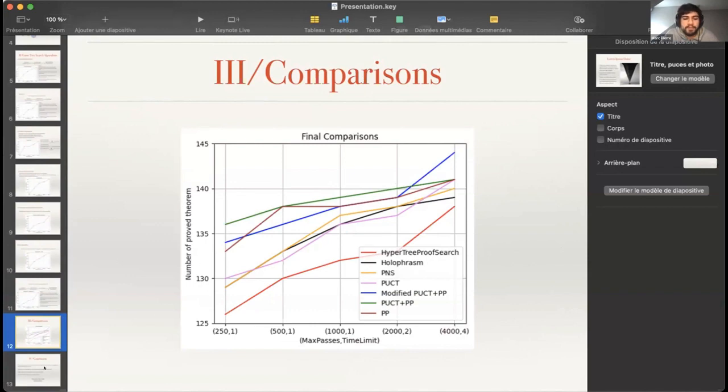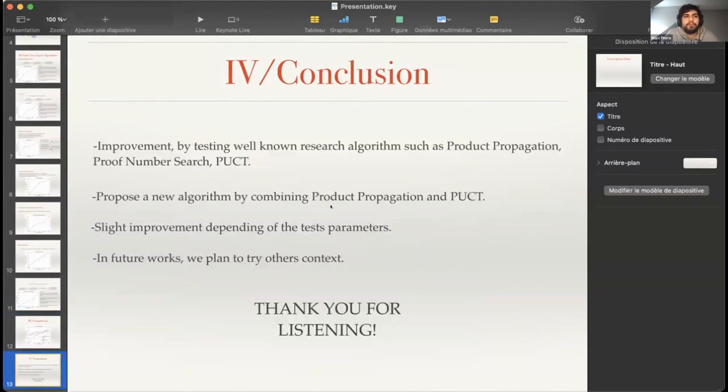So in conclusion, we studied different algorithms applied to theorem proving in MetaMath. Algorithms such as PUCT, proof number search, or product propagation obtain better results than the search used by holophrasm. Finally, we propose a new algorithm by combining the idea of PUCT and product propagation value and obtain better results.